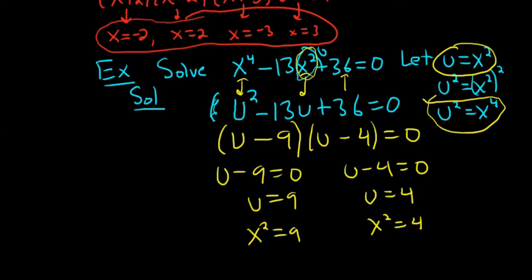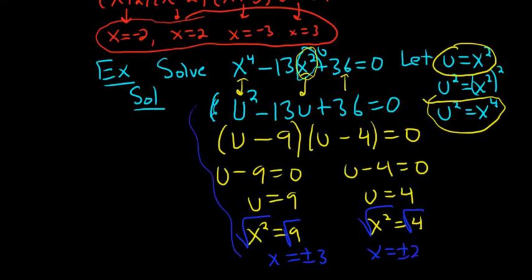And then finally, when we take the square root at the end, we get plus or minus 3 and plus or minus 2. So obviously this method takes much longer than the method I showed you initially. And it's really the same thing, right? So I hope that made sense.